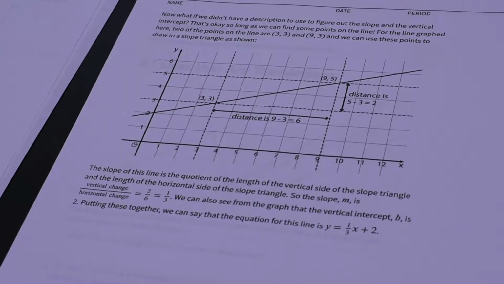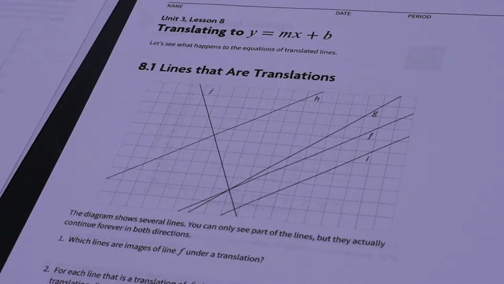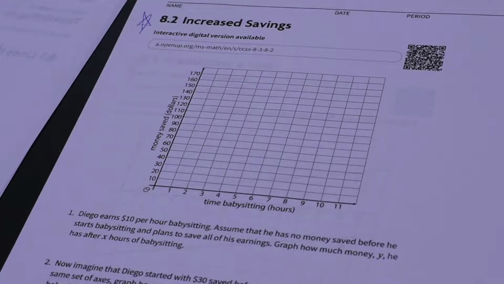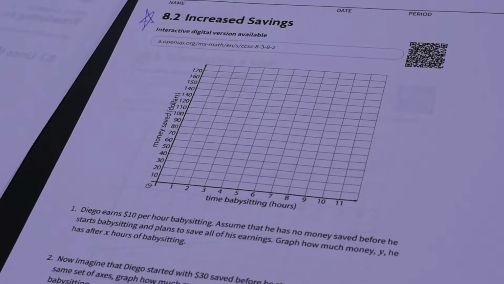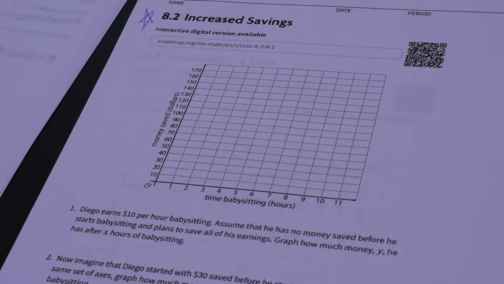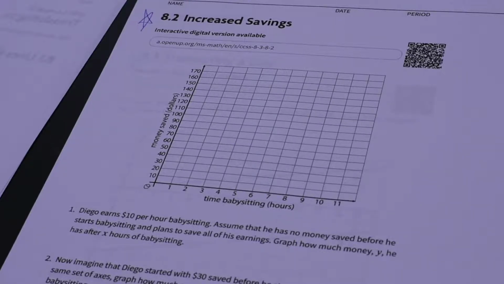So we're going to skip this and we're going to move on to lesson 8. We're going to skip this and we're going to do 8.2. All right, 8.2. So we have a graph here and it's about Diego. Let's read question 1. Diego earns $10 per hour babysitting. Assume that he has no money saved before he starts babysitting and plans to save all of his earnings.